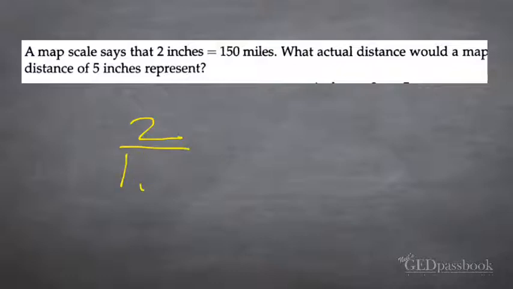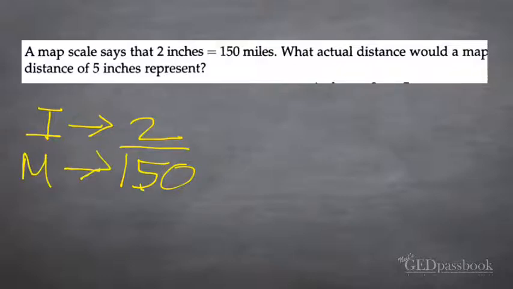Oh my goodness gracious. I'm just going to have to use my fingers. So for every 2 inches, it's 150 miles, right? So this map scale says 2 inches on this map in real life is 150 miles. That's the first ratio that's given. The 2 representing what? Inches. And the 150 representing what? Miles. So this whole top row is inches, the bottom row is miles.